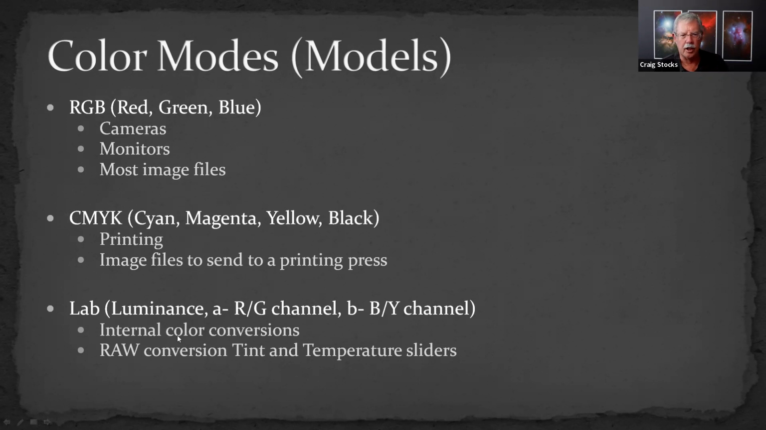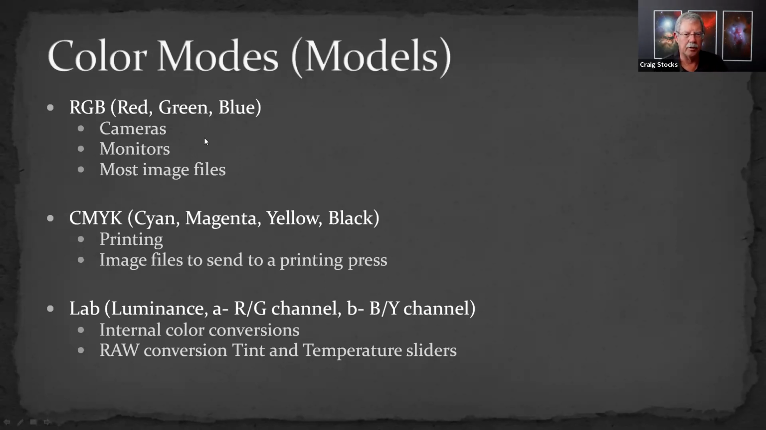Kind of the universal color model is LAB. Sometimes people call it lab, but it really stands for luminance, A channel, and B channel, where the A channel is red and green, and the B channel is blue and yellow. And really, most software works internally in the LAB color space. And it's probably more than just a coincidence that the tint slider is red and green, and the temperature slider is blue and yellow. So when you're working with your color conversion in a raw file, those sliders that you're using for tint and temperature are really A and B sliders in a LAB color space.